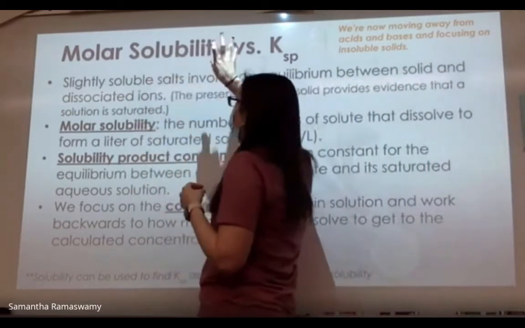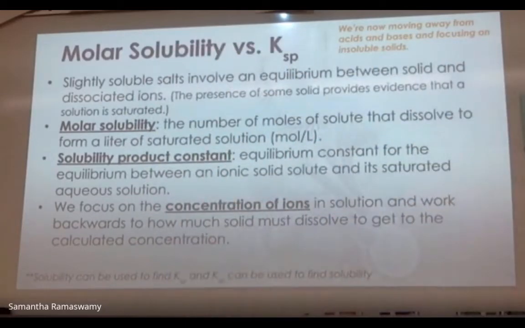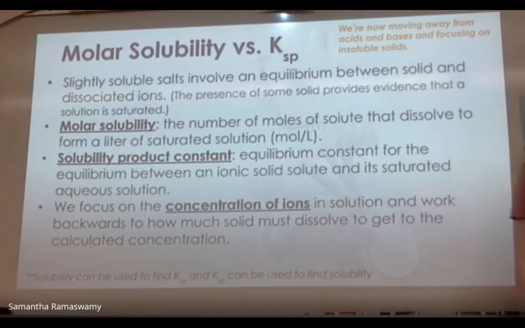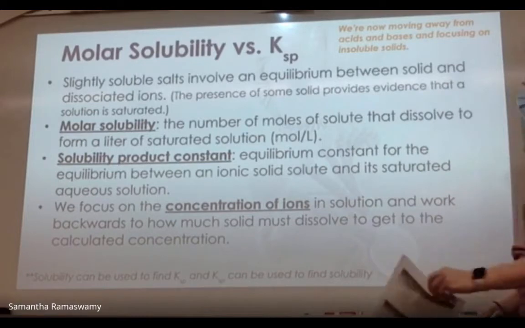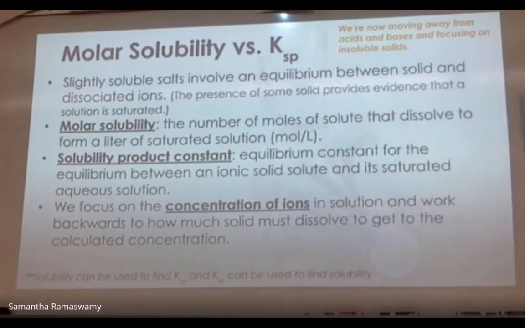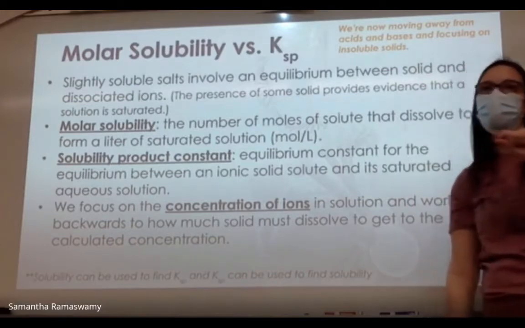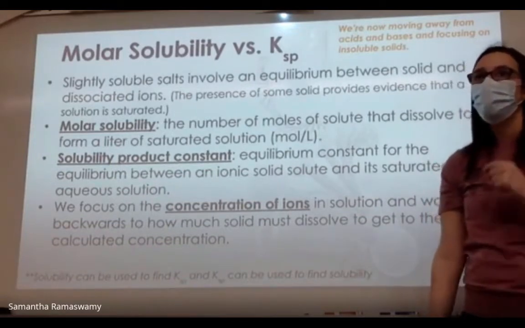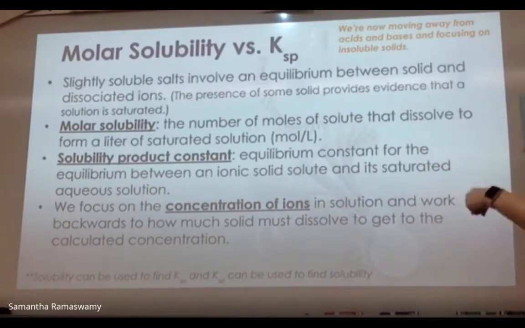With molar solubility and with Ksp, slightly soluble salts involve an equilibrium between a solid and its ions. We've been calling solids insoluble, but technically every solid has some degree of solubility. Technically, solids can dissolve even a little bit. That's what Ksp focuses on. We talk about a saturated solution, which means you've dissolved just enough solid into solution. It could be a tiny, tiny amount, but if some has dissolved, then you have to think about equilibrium.